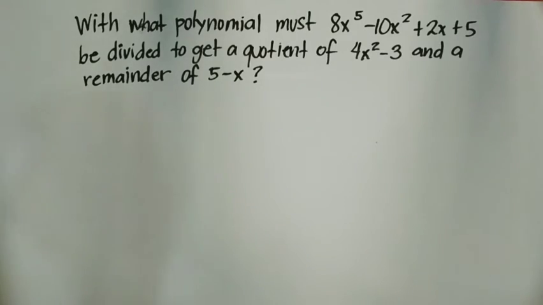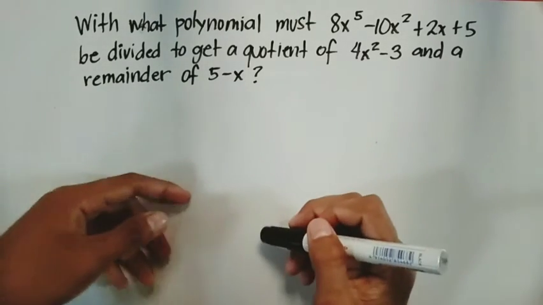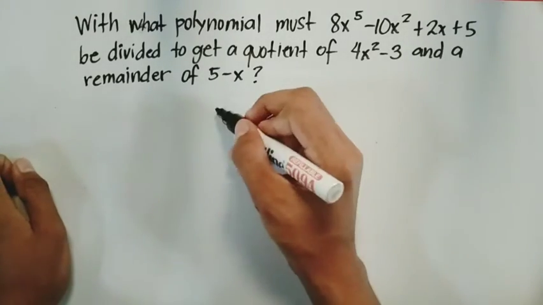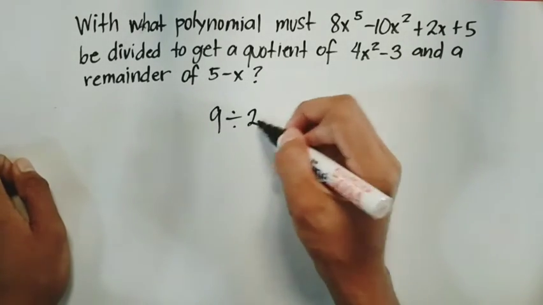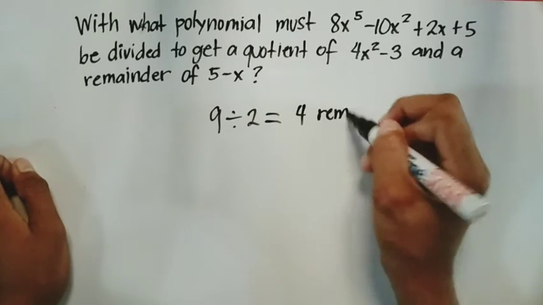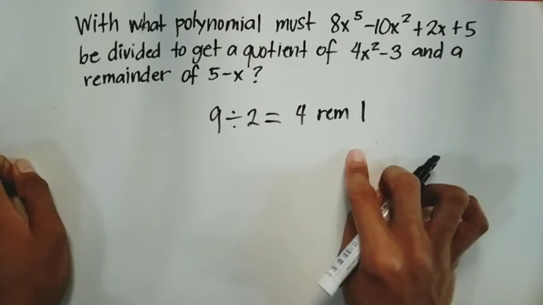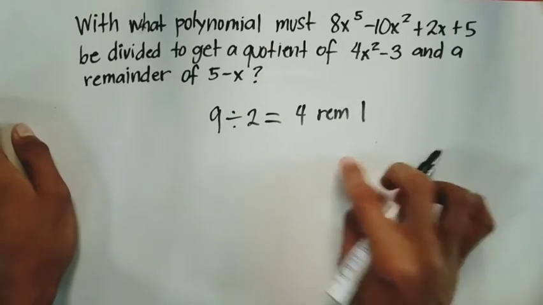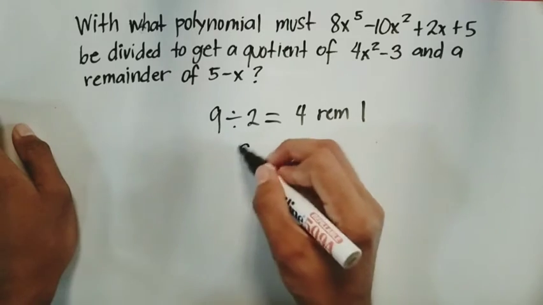So ganito, recall natin yung pinaka-basic. Yung dun tayo sa pure numbers. Paano kung pure numbers? Kunwari, 9 divided by 2. This is equal to 4 remainder 1. Ngayon, gagawin natin siyang equation. Paano? Ang gagawin natin, di ba, pares lang to sa 9 over 2.